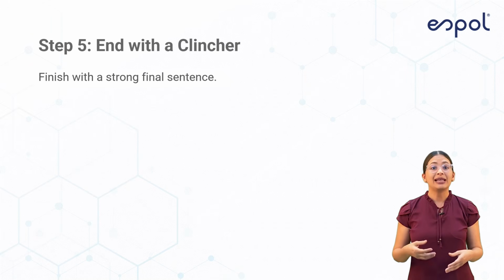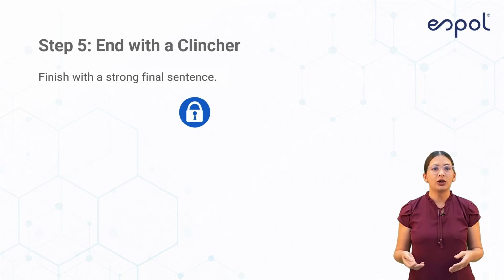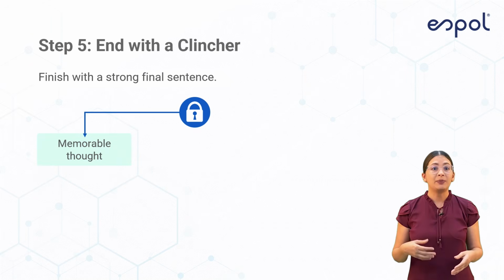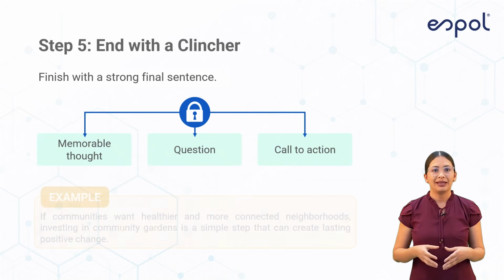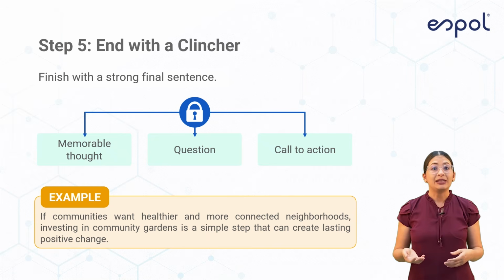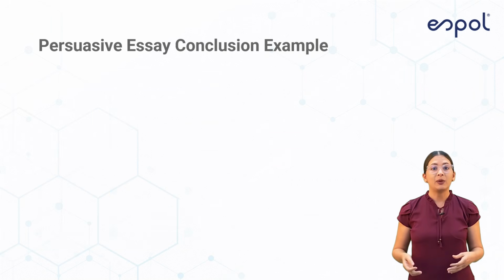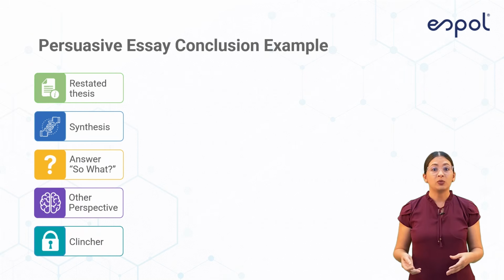A clincher is the last sentence of the conclusion, and it should leave a strong final impression. It may be a memorable thought, a question, or a call to action. In this example, the final sentence suggests that investing in community gardens is a simple step that can create lasting positive change.